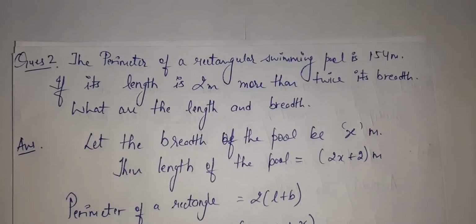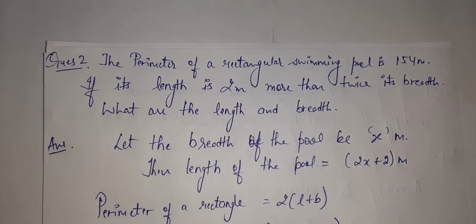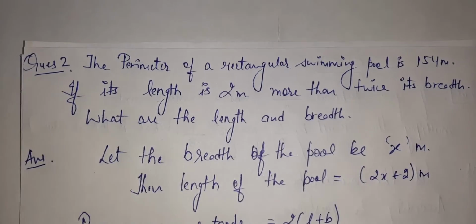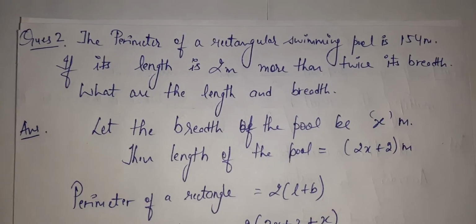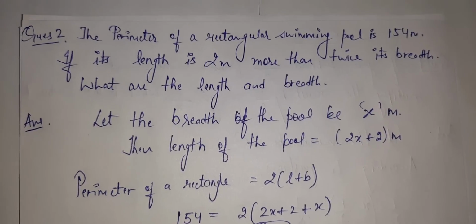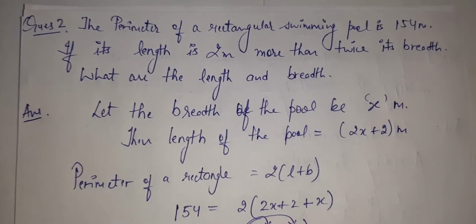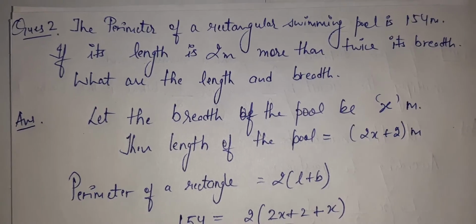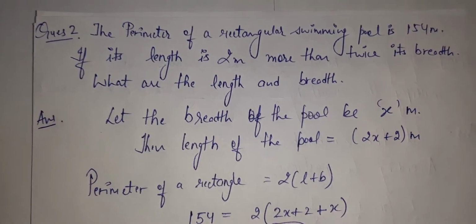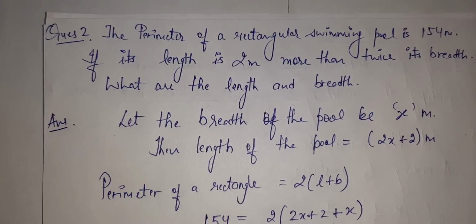Now question 2. The perimeter of a rectangular swimming pool is 154 meter. If its length is 2 meter more than twice its breadth. Length is 2 meter more than means plus. More than means plus. Twice its breadth. What are the length and breadth?